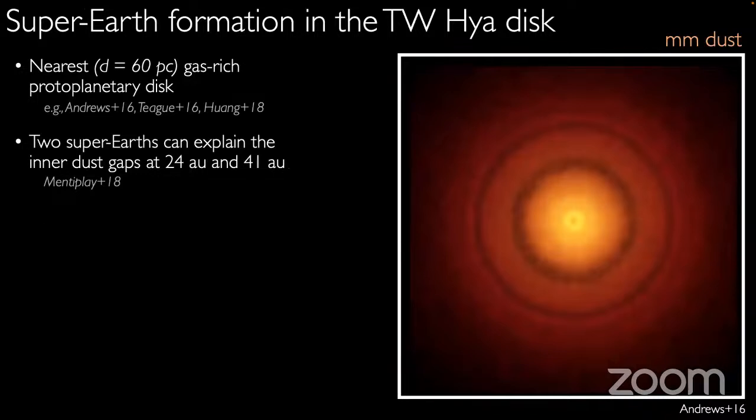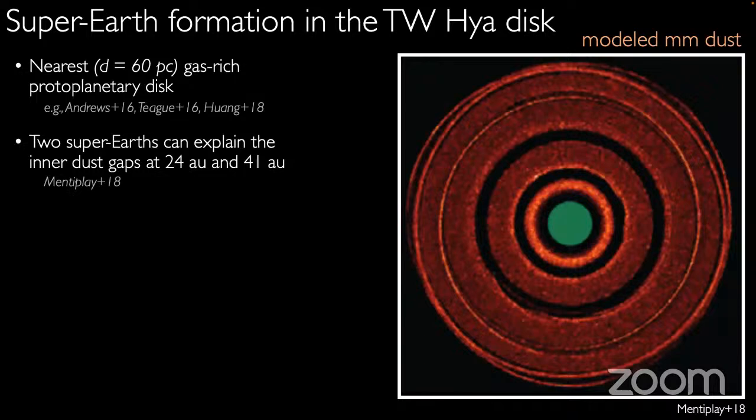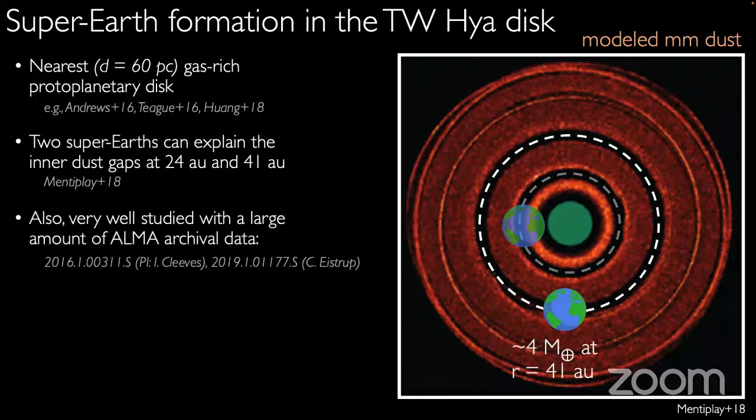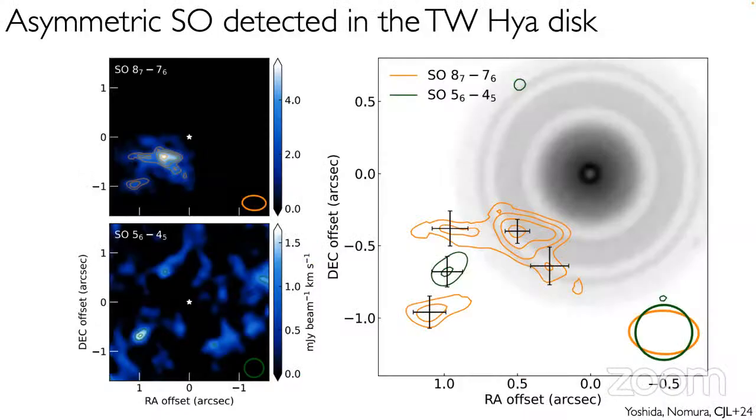Tomohiro led this really wonderful study looking at another nearby disk called TW Hydra. Again, main point, its morphology could be reproduced very well from models by putting 2 super Earths here. Super Earths, maybe 4 or so Earth masses. I'm going to focus just on this one here at around 40 AU. And what he was able to find is that he detects 2 SO lines in ALMA archival data, very much not like a disk. They're sitting here and here, well away from the main dust region.